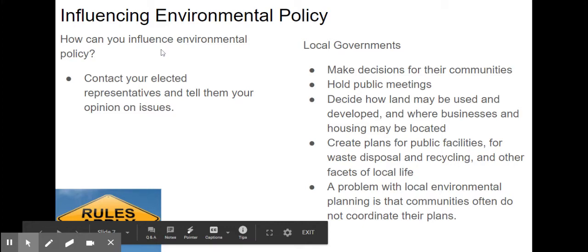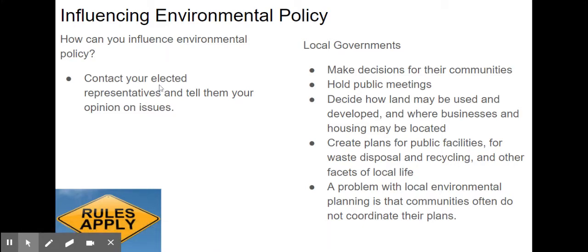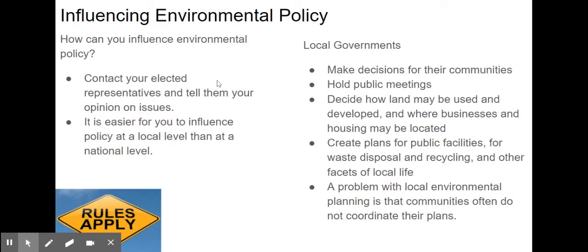How can you influence environmental policy? You can contact your elected representatives and tell them your opinions on issues. It is easier for you to influence policy at the local level than at the national. And the major way that you can influence environmental policies is by voting. You are all going to be coming of voting age in the next couple of years. You are going to be the generation that is going to fix all the environmental issues that the older people have produced. So voting is very important. Every vote counts.